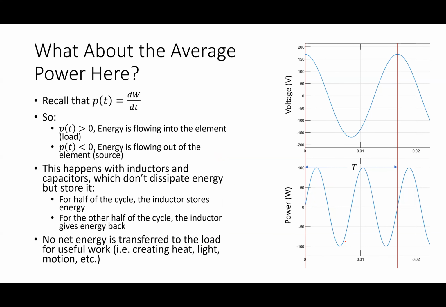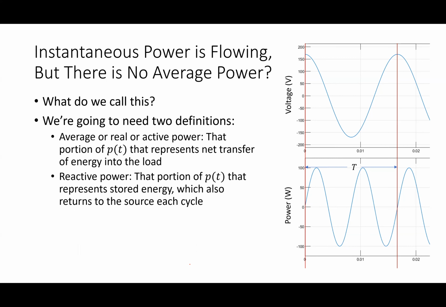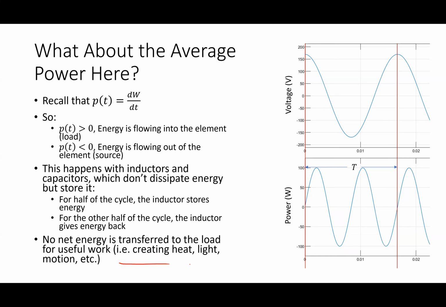So basically, what I'm saying is no net energy is transferred in this case to this load, right? On net, there's no average power transferred to it. Now, we need to give that a name though. Clearly this is still doing something. There is current moving through the power grid to charge the inductor and discharge the inductor, right?